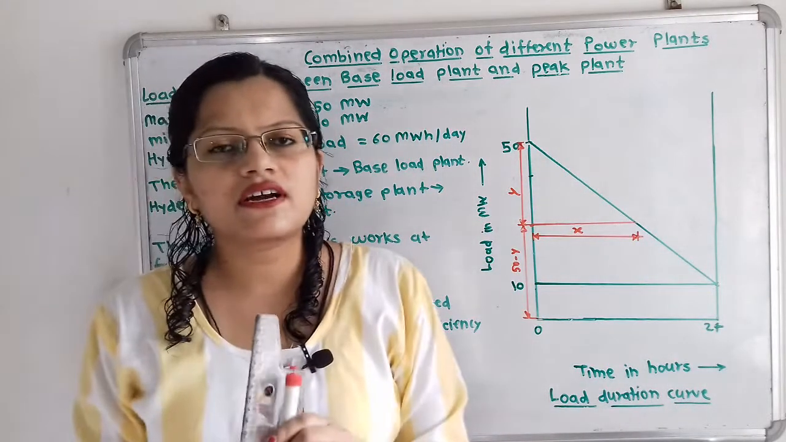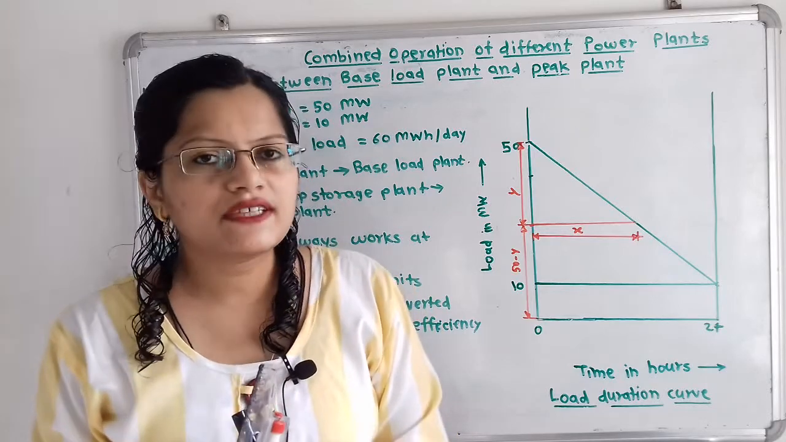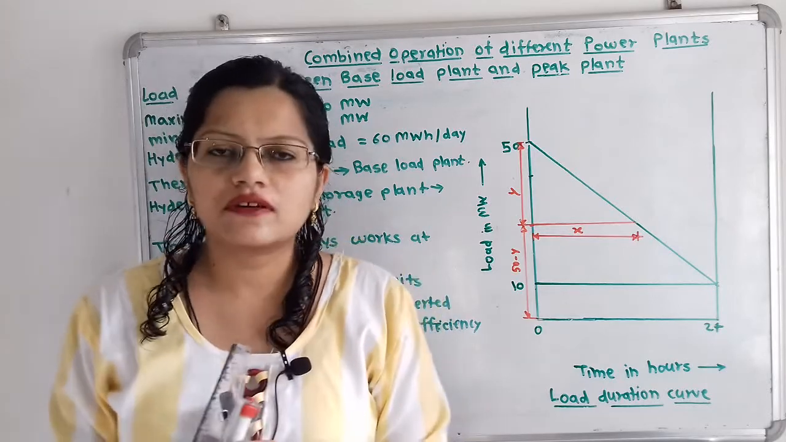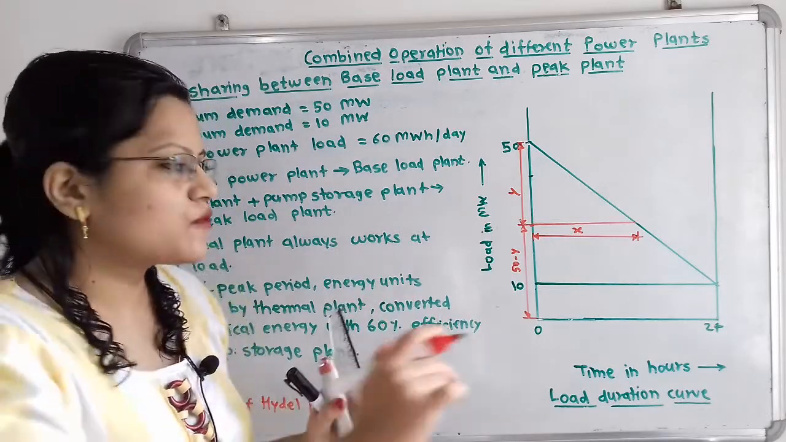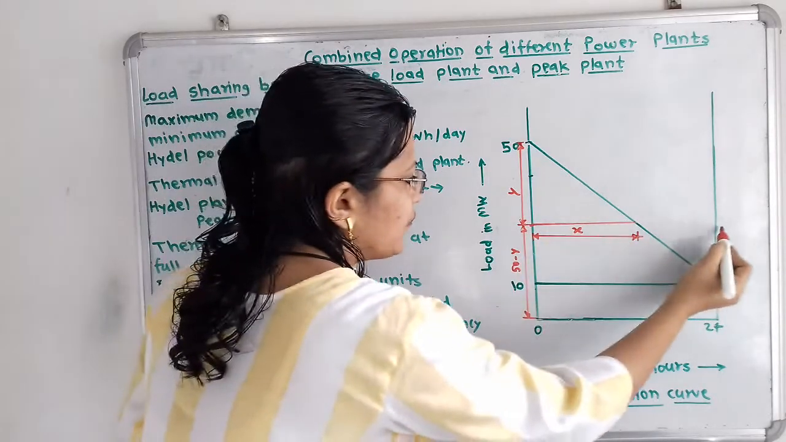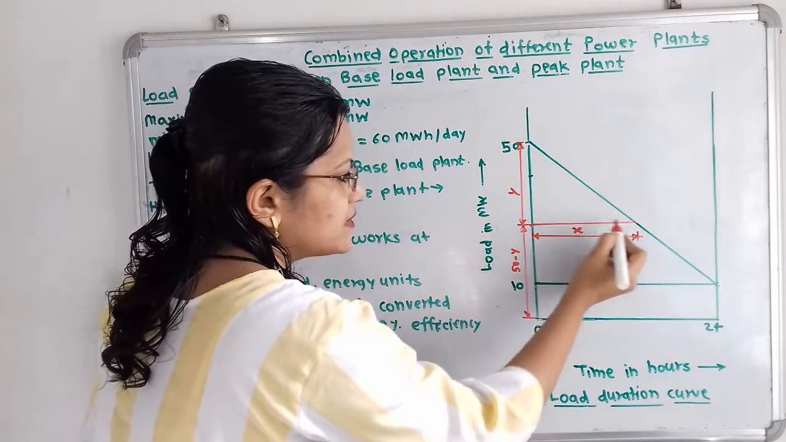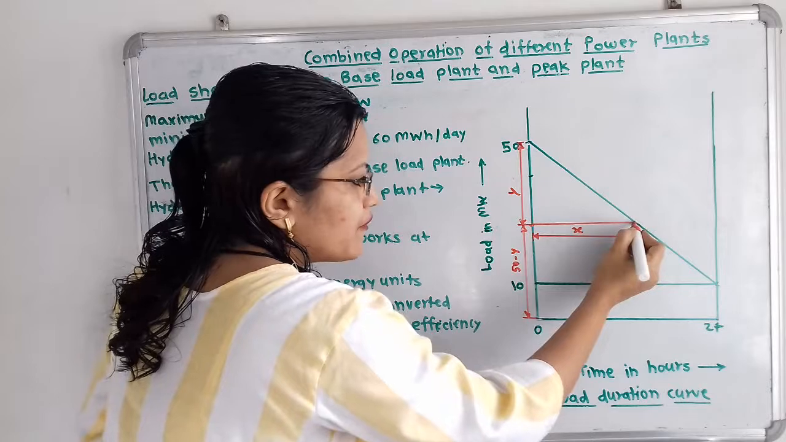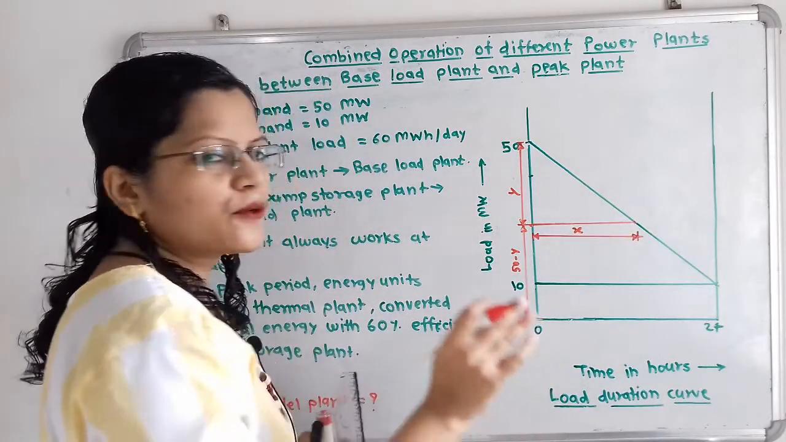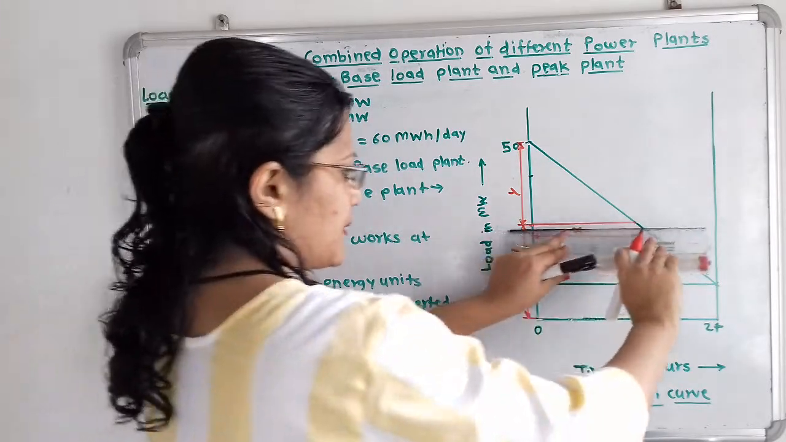Now the given condition is that the base load plant always works at the full load condition. Always works means what? It works for 24 hours. So here this is the line for the economic load sharing, and we will extend this line up to 24 hours.